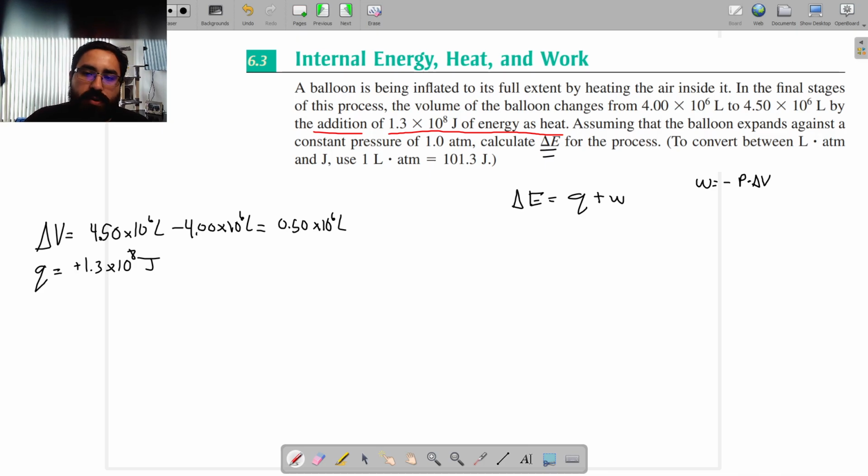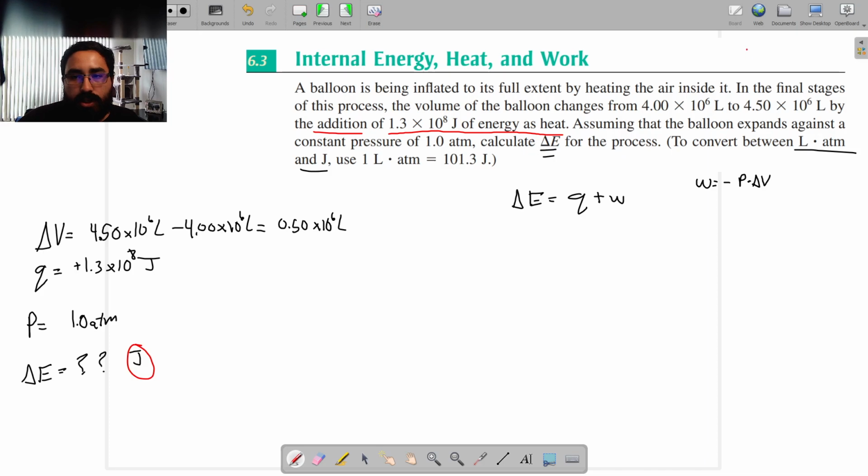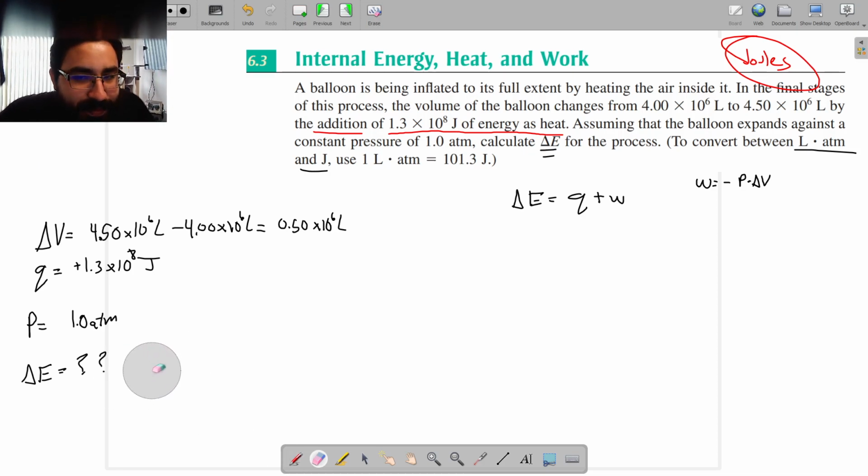Now, assuming that the balloon expands against a constant pressure, that's a P, a constant pressure of 1.0 ATM. Calculate delta E. Okay, you're asking me to directly calculate delta E, and then it says convert between L ATM to joules. So we want it in joules. I'm going to put a little star. I want joules because I forget. I won't forget because this is my 8th time making this video.